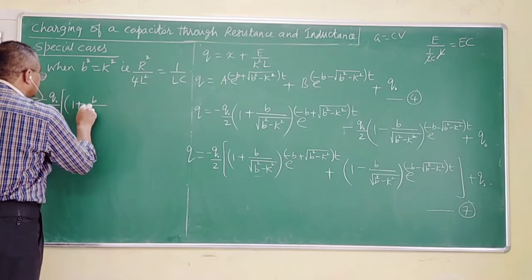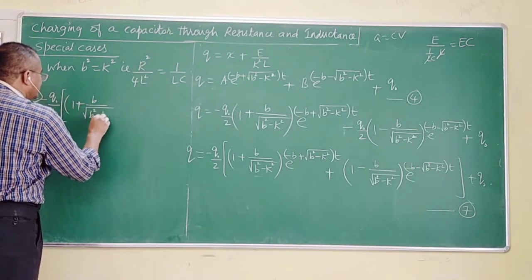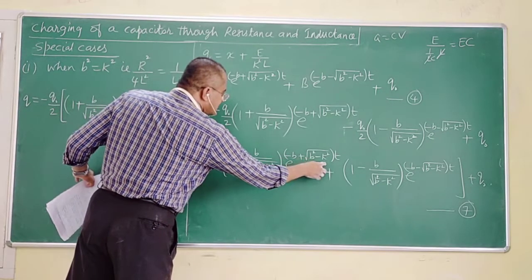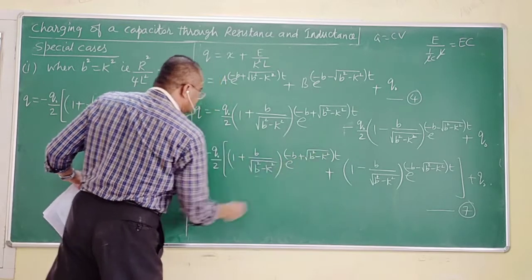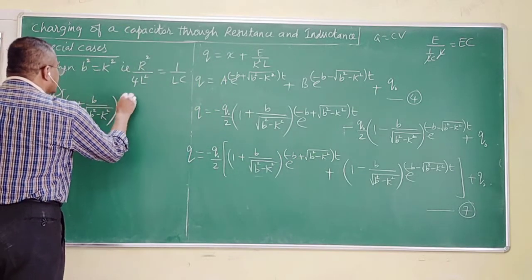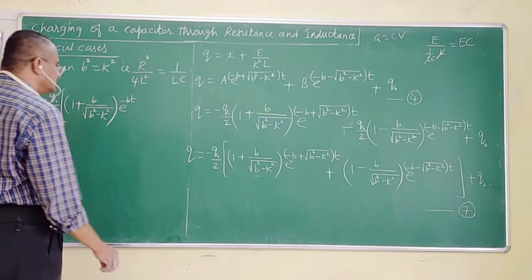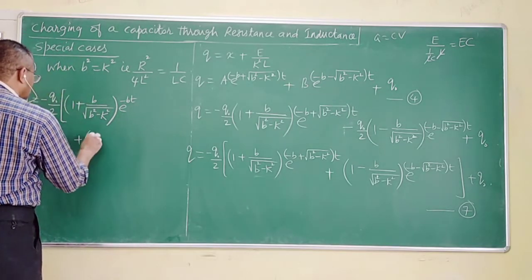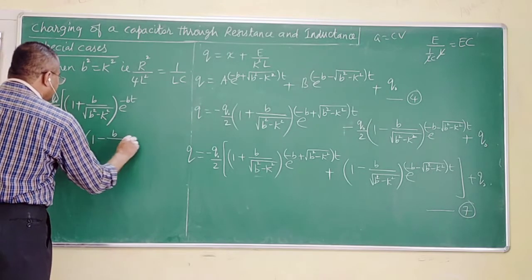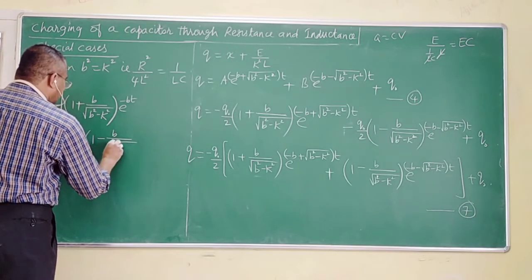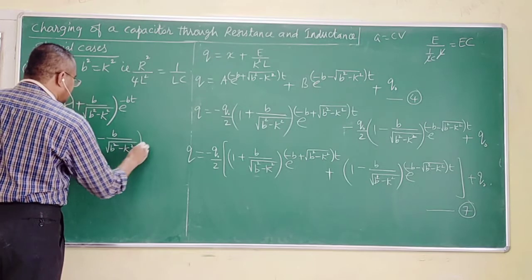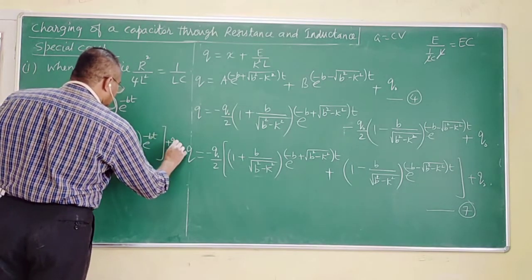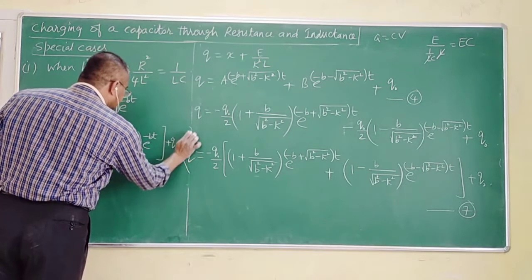b by under root of b squared minus k squared. Here, if b squared is equal to k squared, this part becomes 0. Therefore, this reduces to e power minus bt. Exactly in a similar way, plus 1 minus b by under root of b squared minus k squared e power minus bt, bracket close, plus Q naught. Okay?